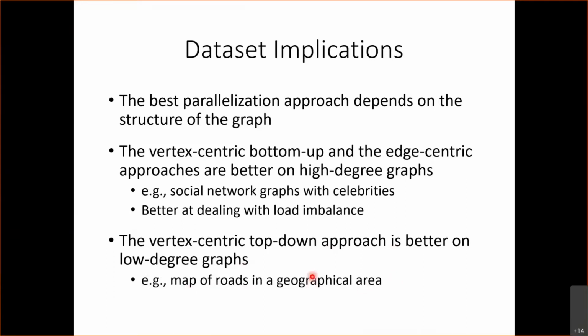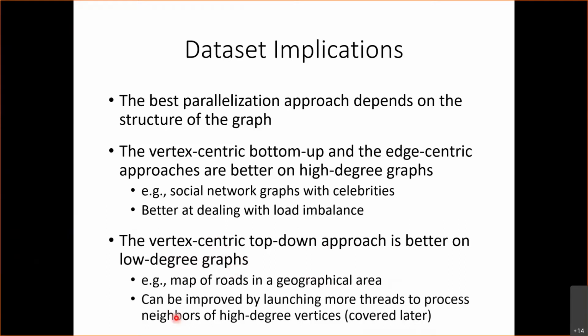Okay, and in fact, when we're applying vertex-centric to high-degree graphs, there's an additional optimization that we can do: whenever we encounter a high-degree vertex, we can launch more threads to process the neighbors of that vertex. And we'll cover later how we can launch more threads. But the key takeaway here is that the best approach depends on the data set. So there's no best BFS algorithm that's good on all data sets. You really need to consider what kinds of data sets you're running on when picking the algorithm that you want to use. Okay. All right.